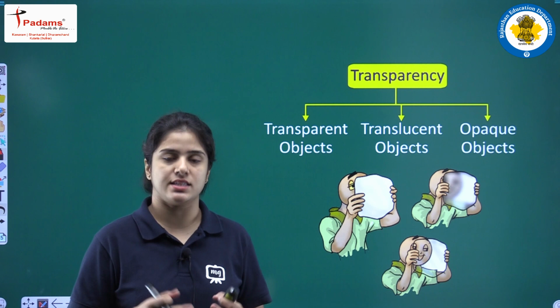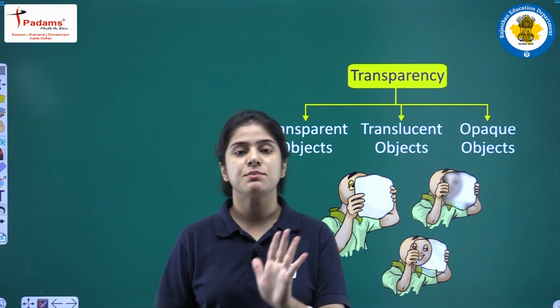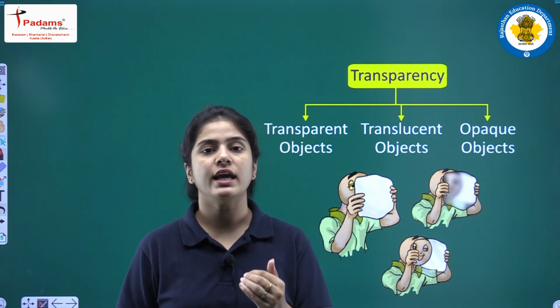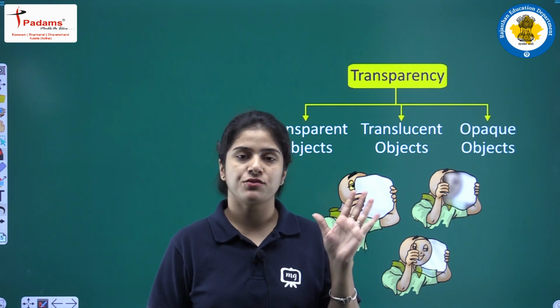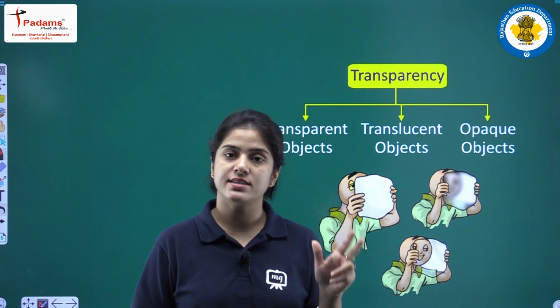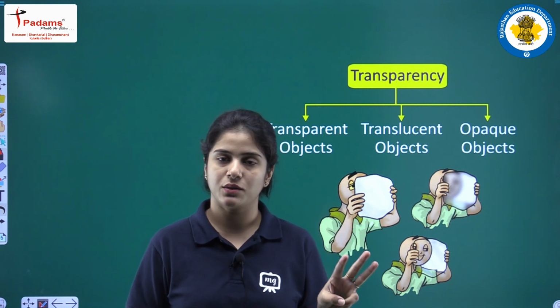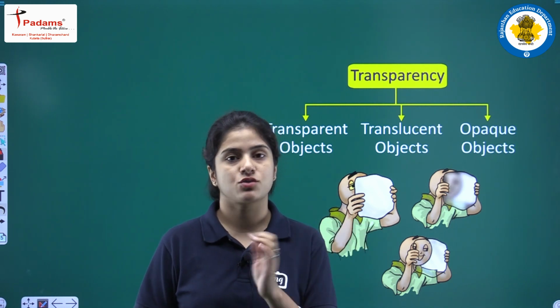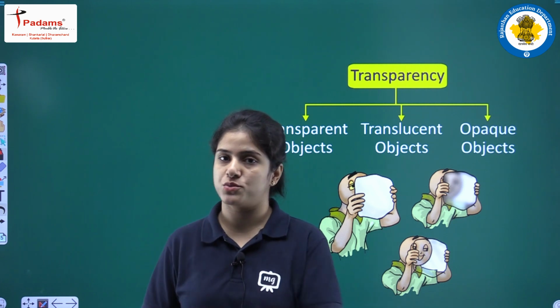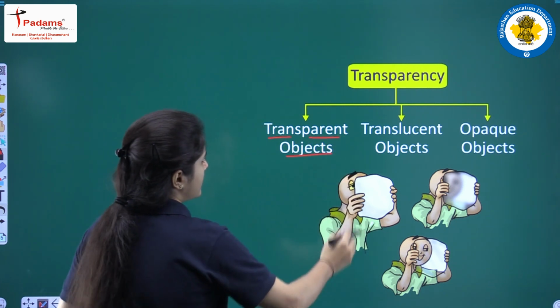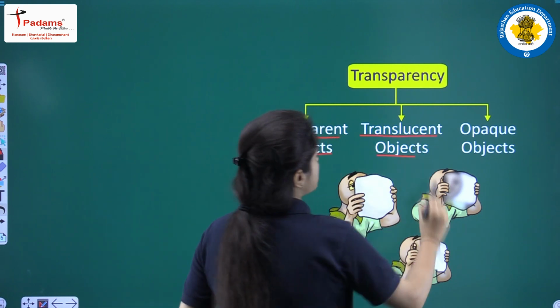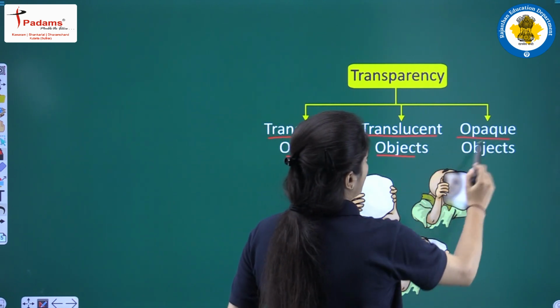Now we will discuss the last property of the chapter that we were discussing, that is transparency. Students, transparency is the property of looking at other objects. Based upon the property of transparency, we are characterizing the objects into three parts: transparent objects, translucent objects and opaque objects.